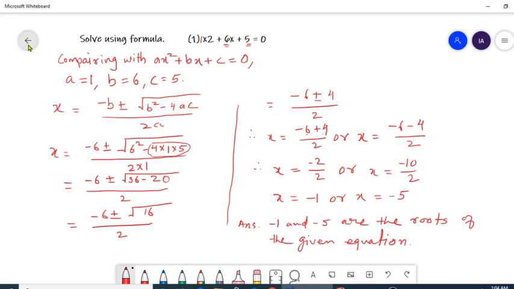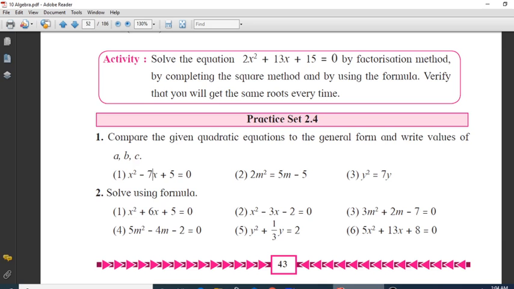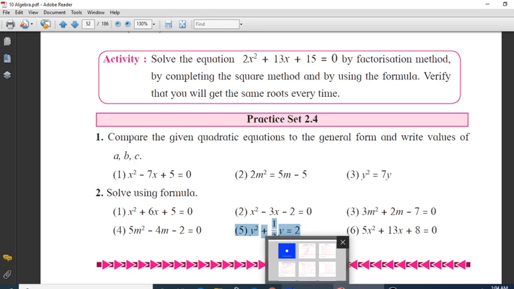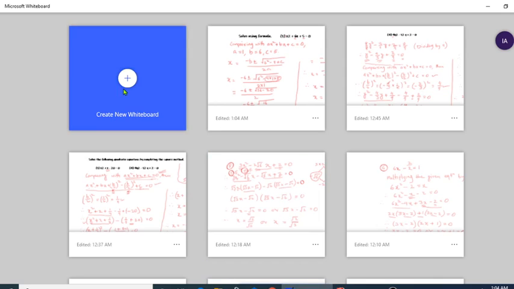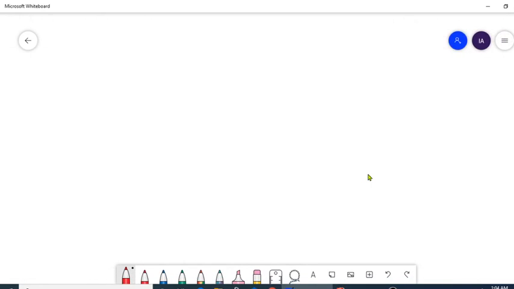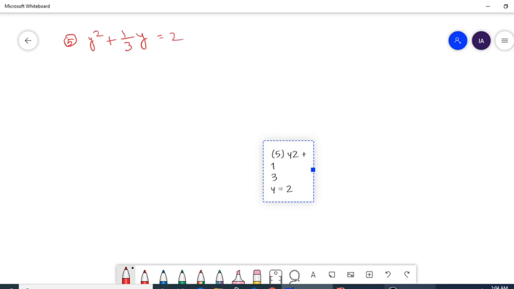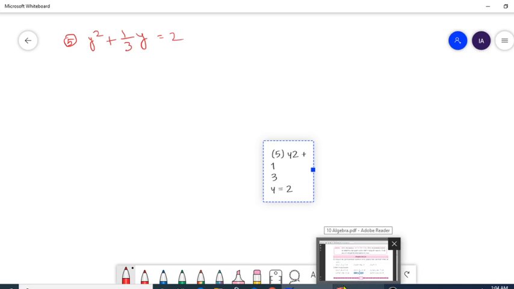Now I'll take another question from our textbook. So this time I'm going to try this question: y square plus 1 by 3y equals to 2. So I'll take a new canvas for that. I'll write this question in a proper way so that it will be easy to understand, because in copy paste the orientation of the question is changed. So this is y square plus 1 by 3y is equals to 2.